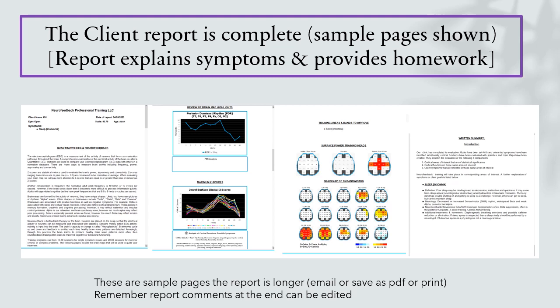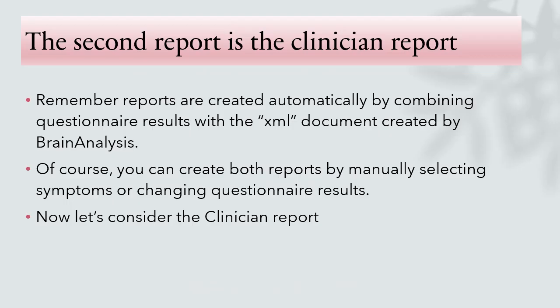The report actually is much longer, and as a reminder, it can be emailed as a PDF document or printed out. Remember, report comments at the end can be edited just like in a word processor. The second report is the clinician report. That's what's new. Remember, reports are created automatically by combining the questionnaire results with the XML document created by Brain Analysis. Of course, you can create both reports by manually selecting symptoms or changing questionnaire results.